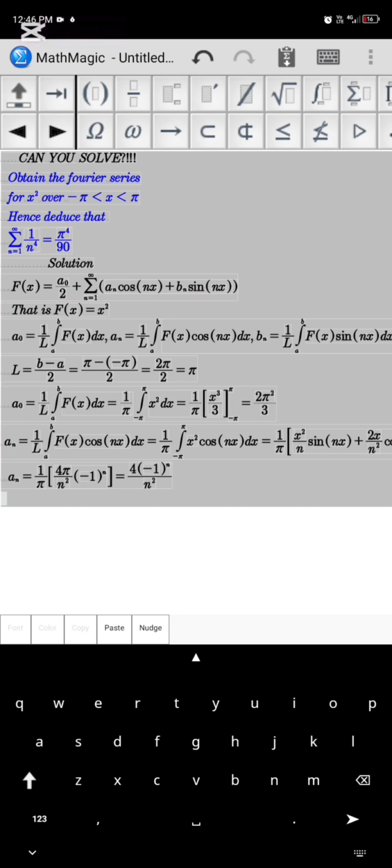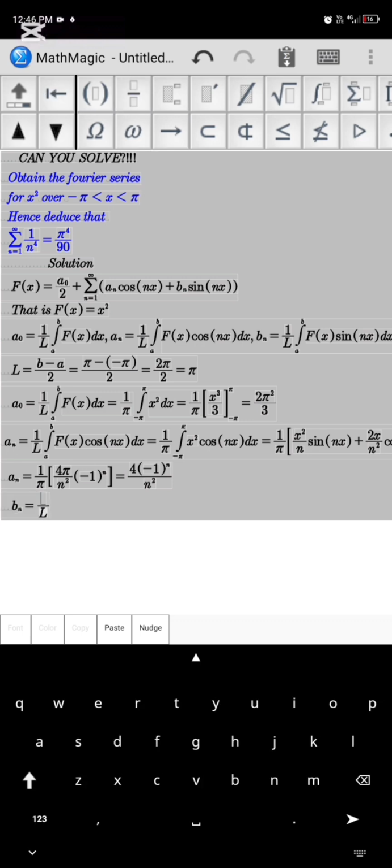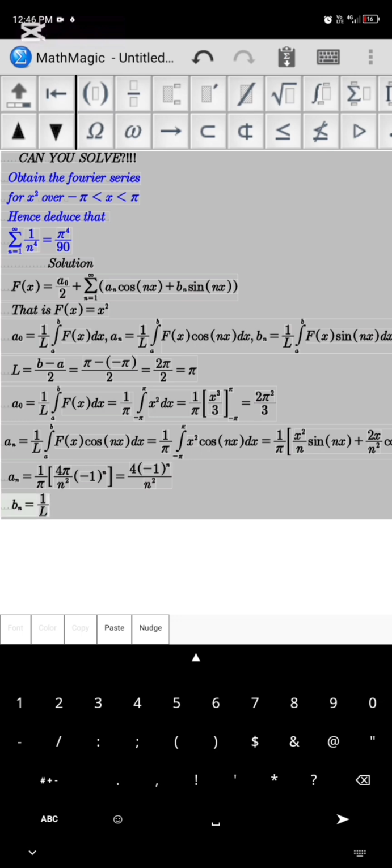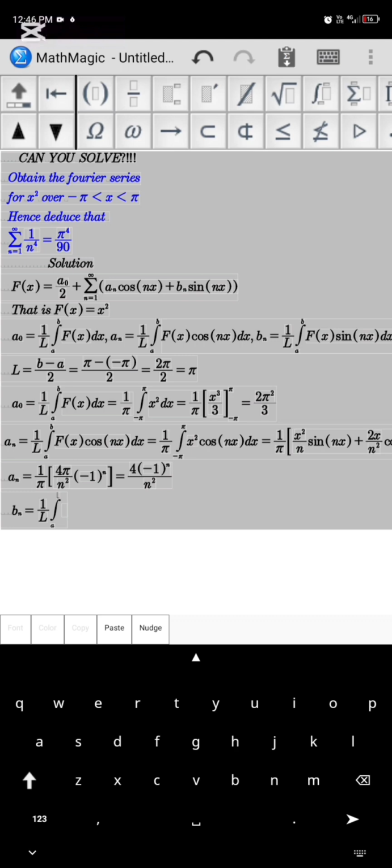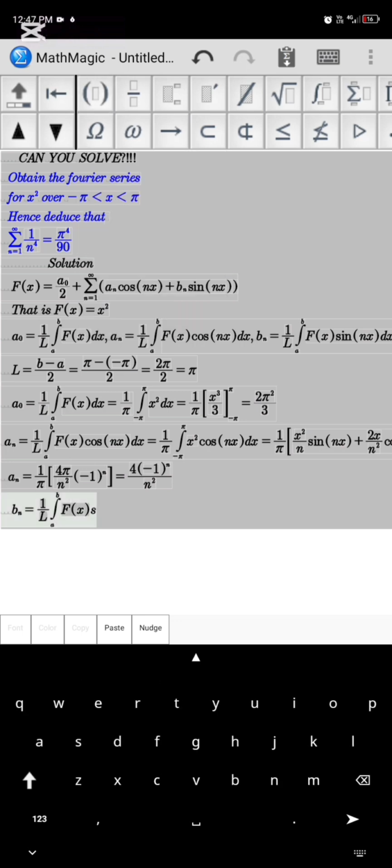Okay, so finding bn, using the formula I gave the other time, I said bn is equal to 1 over L. The integral is also running from a to b. Then we're going to have f of x sine nx dx.